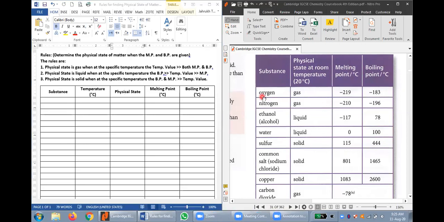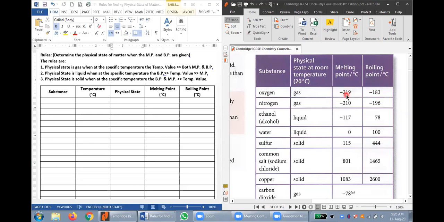Okay. Follow the spotlight. For example, the substance is oxygen. The physical state at room temperature, the temperature is actually given to be 20 degrees centigrade. The melting point and boiling point are both given, which are both in negative. The melting point is minus 219 degrees centigrade. The boiling point is minus 183 degrees centigrade. You know, the values in negative are always smaller than the smallest positive number, which is 0, right?